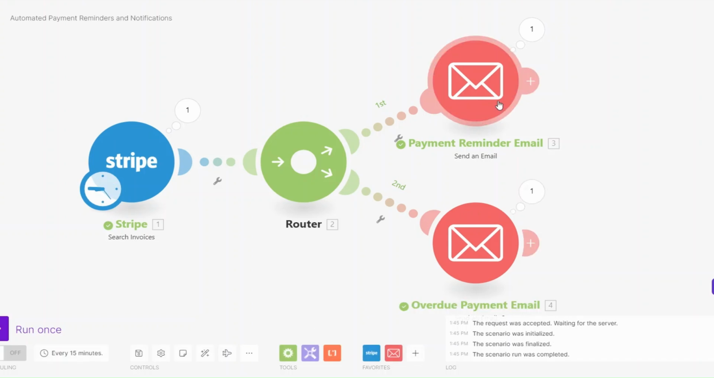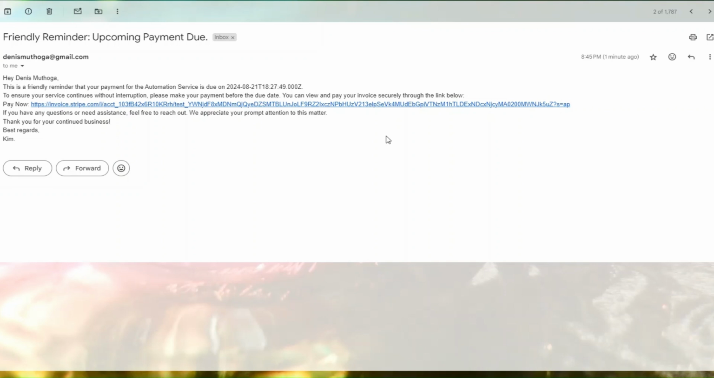You can see that it is sending the emails. Let us preview the emails in our inbox. Now for the first email, you can see right here we are reminding our customer that there's an upcoming payment that is almost due. "Hey, first name, a friendly reminder that a payment for automation services is due on," and then we're adding the date right here.